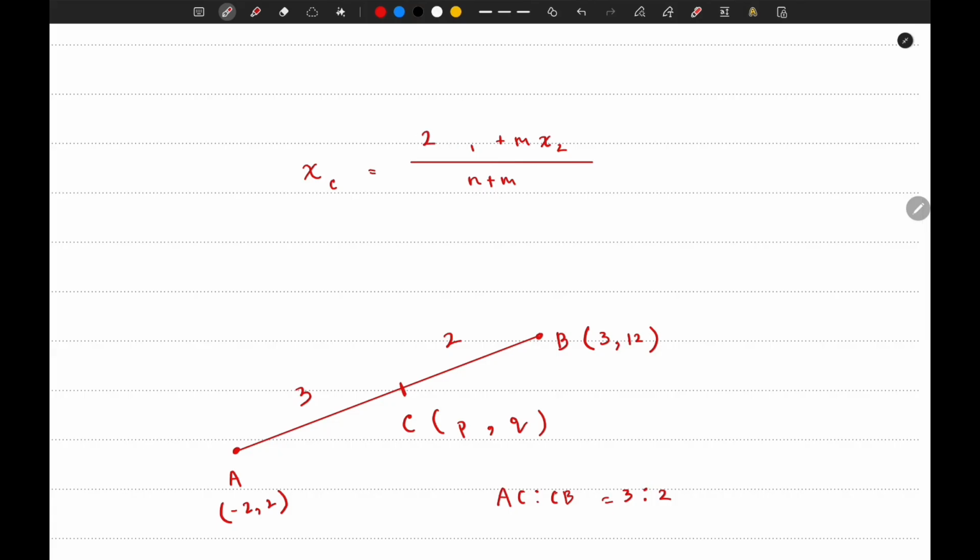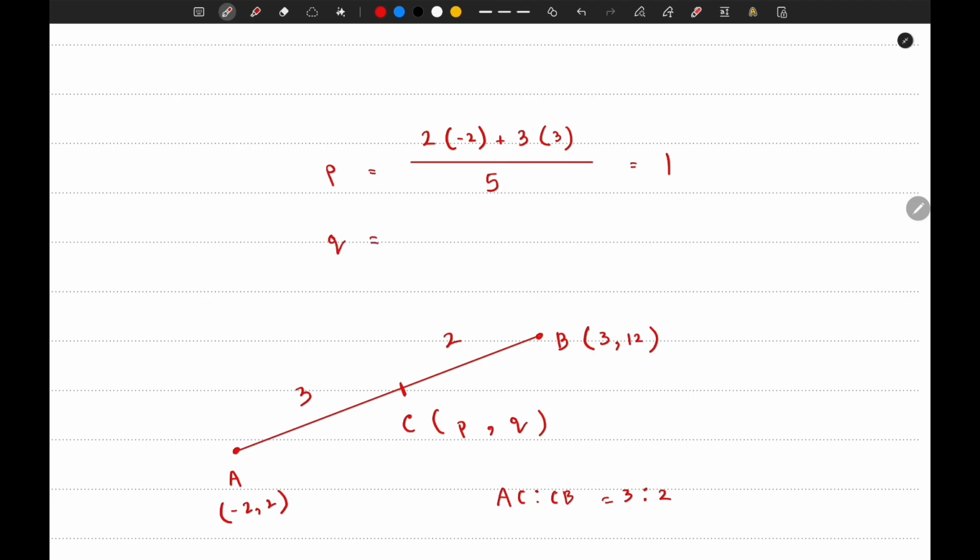So this will be 2 times -2 and 3 times 3 divided by 5. So this gives a value as 1. So the value of P is 1.